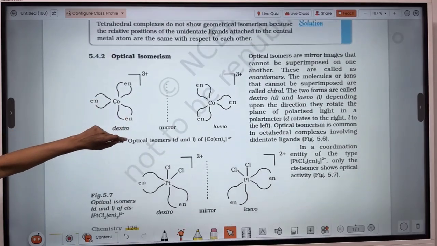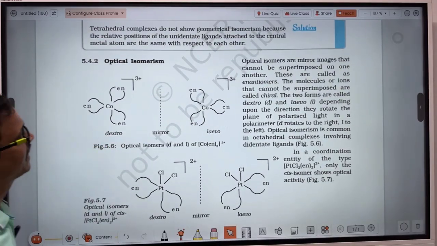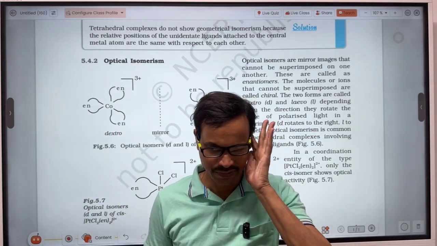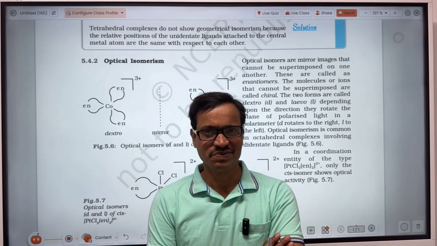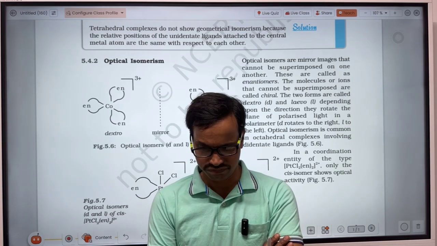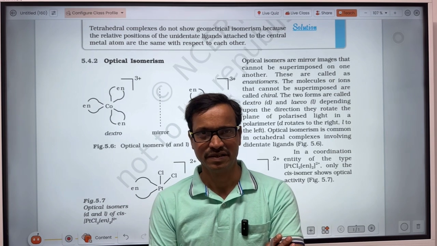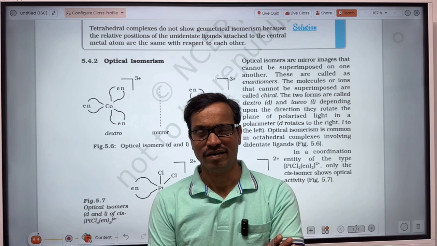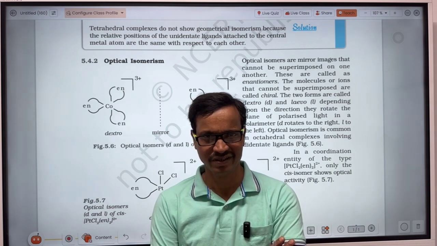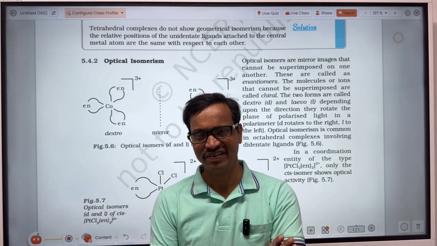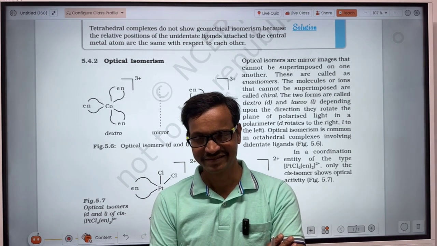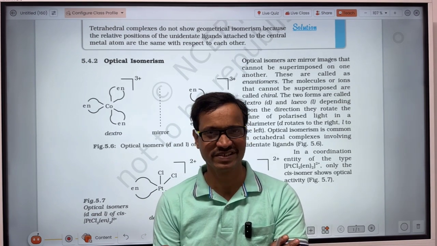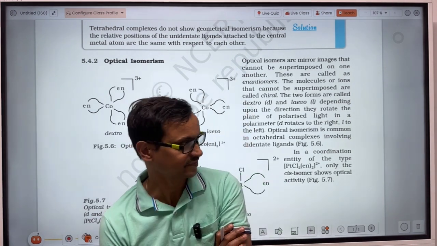First of all, what is optical isomerism? In short, I have told you what optical isomerism is. The compounds which have the same molecular formula, but rotate the plane polarized light in opposite directions, will be called optical isomers of each other. Okay, what is plane polarized light? In the chapter of haloalkanes and haloarenes also you will study it, but listen here also.